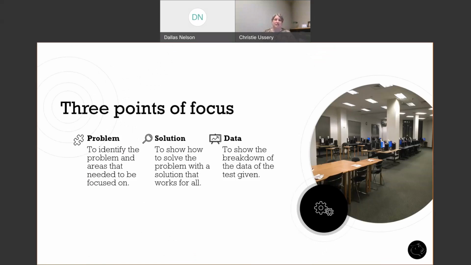So in my presentation today, we are going to do 3 points of focus. My first point is going to be the problem. We needed to identify the problem so we can understand how we can create the solutions to the problem and be able to transition into a virtual world. And then at the end, I'll show you the data that was collected on the test that we did during this period of time. And as you can see, this picture here is the actual testing center room.